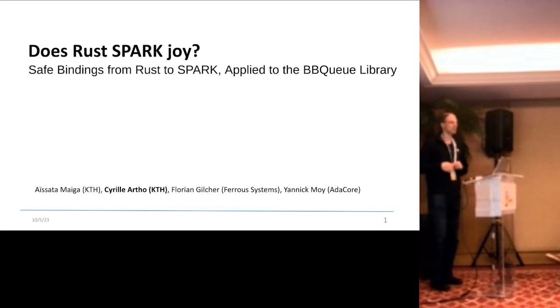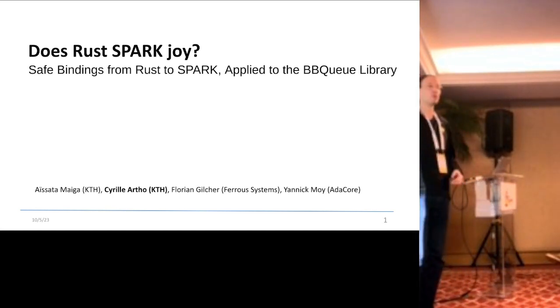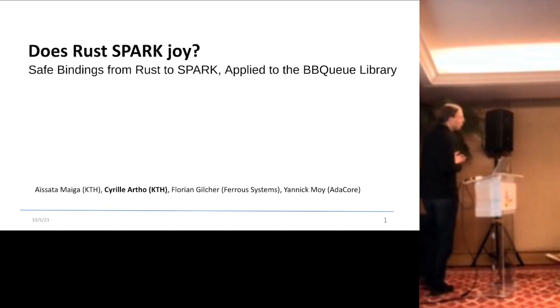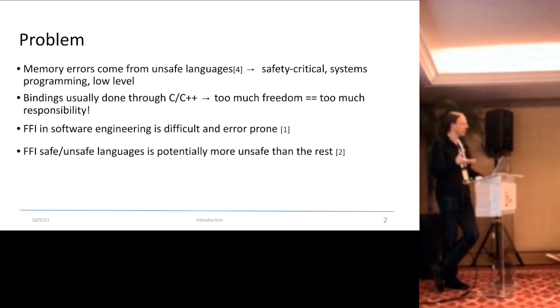What do we need for these two languages combined to spark joy? We want to achieve a safe language binding if we call from Rust code into Spark code, because both languages are very well known to provide a lot of memory safety guarantees. But what happens if we call code in one language from another?